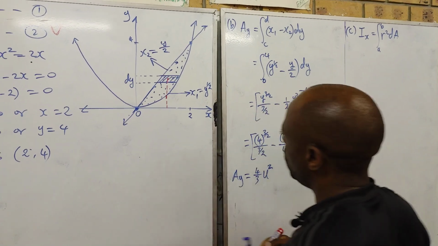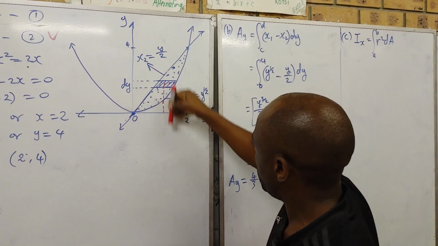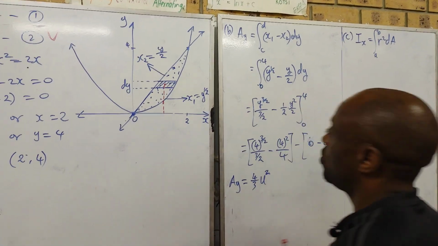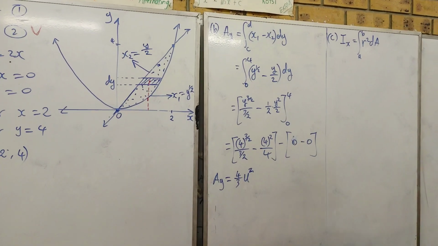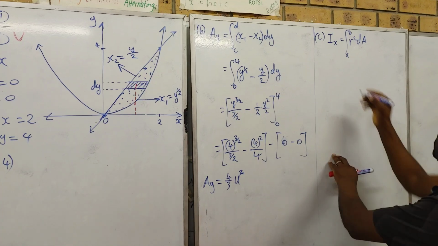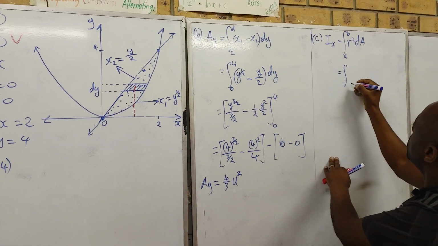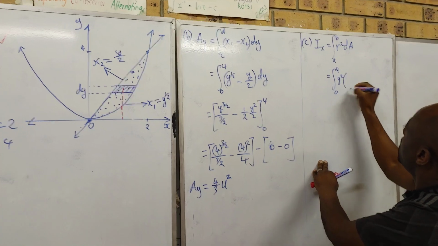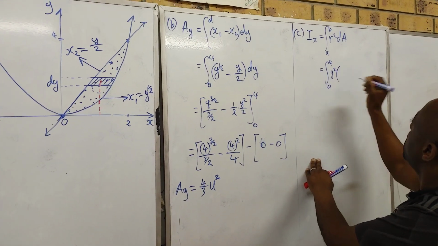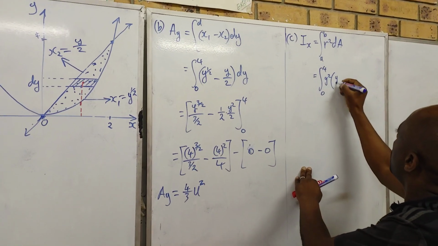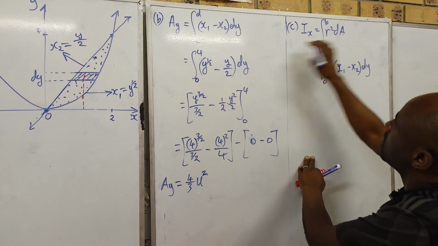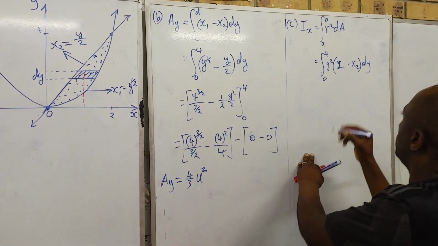So if you look at that movement, it's a vertical movement. Anything vertical is described using y. So my r is a simple y. Therefore, r squared will be a y squared. So I'm getting my limits from 0 to 4 of y squared in bracket. My dA should be x1 minus x2 dy, just like you saw in the area.